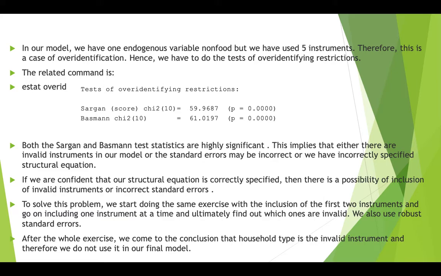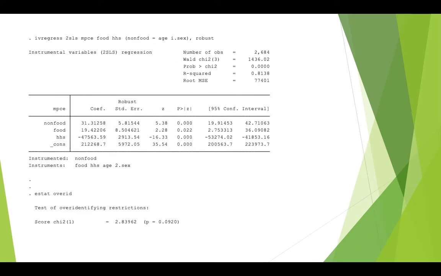And in the case where the over identification test is significant, then we will find out which variable we have included at that step, and that will be the invalid instrument, and that instrument will be deleted from our model. So let us start our exercise from the first. In the first case we will take age and sex, and then we will do the exercise using the robust command, and then we will check the over identification.